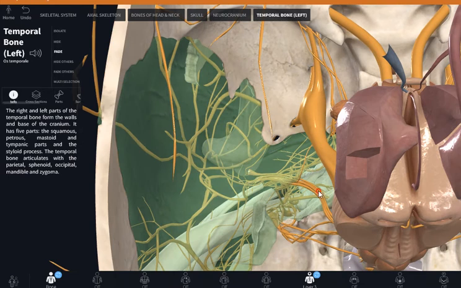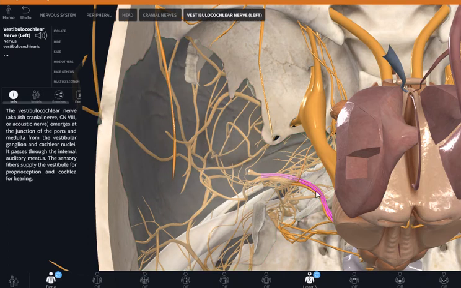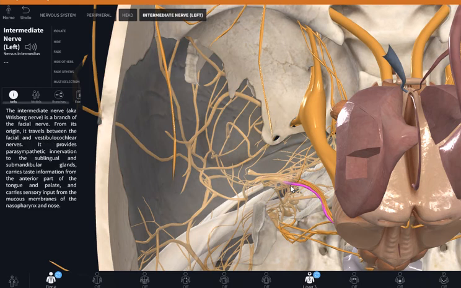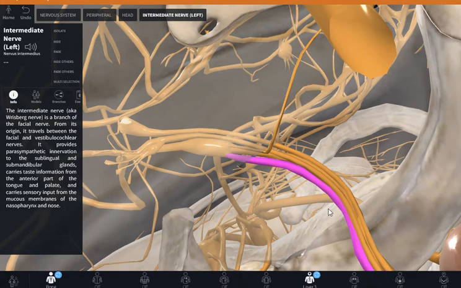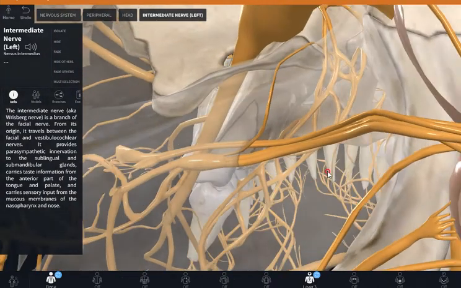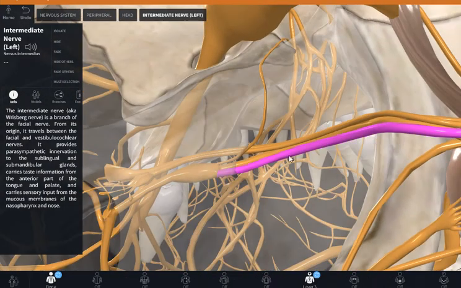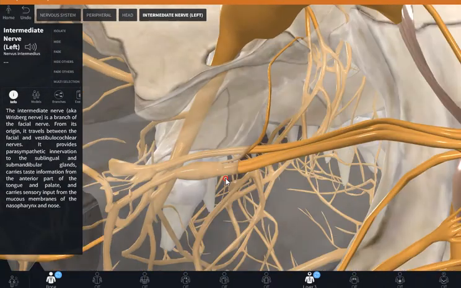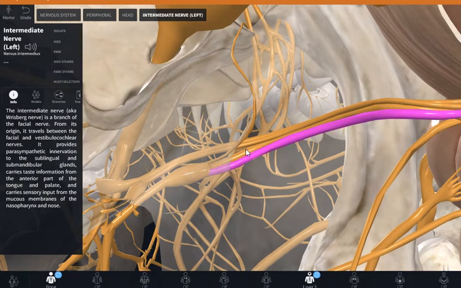Now this particular one here is going to be called the vestibulocochlear superiorly, and inferior, so the vestibulocochlear stops here and forms a spiral ganglion which is going to take information from the ear. We also have inferiorly here the intermediate nerve, and we also have the facial nerve inferiorly. All these are going to pass all through the internal acoustic meatus.